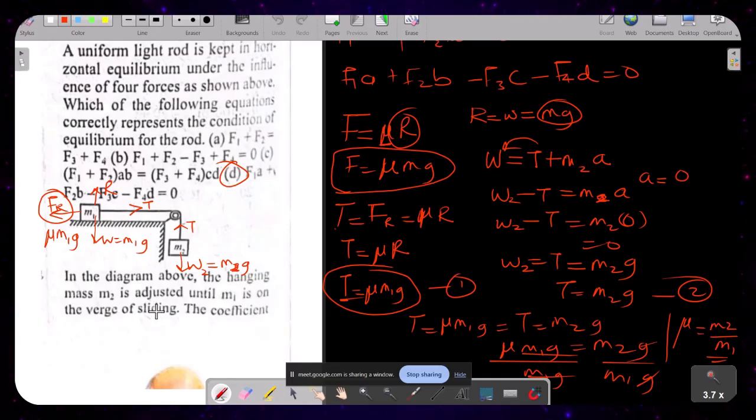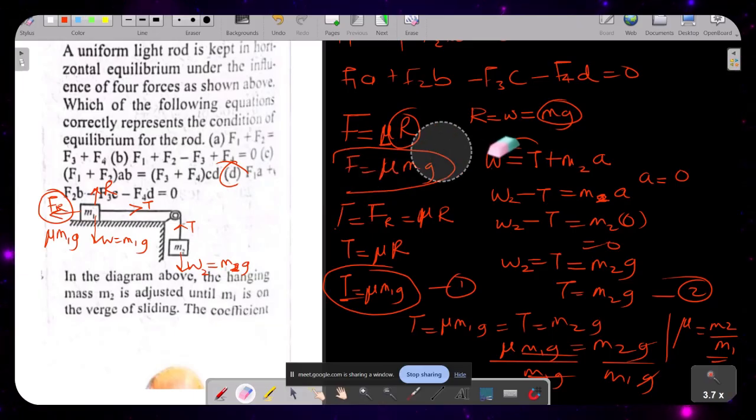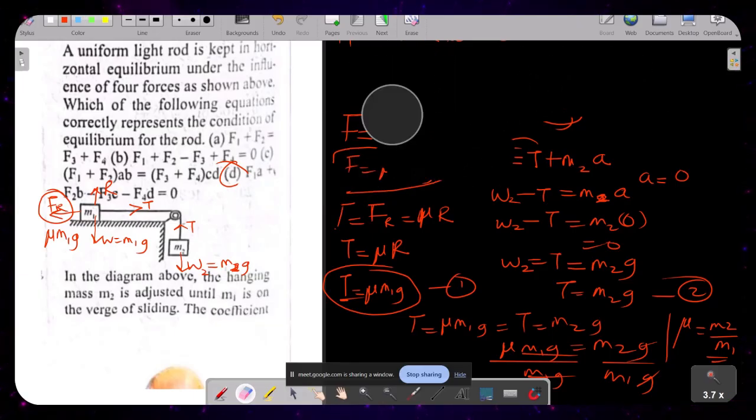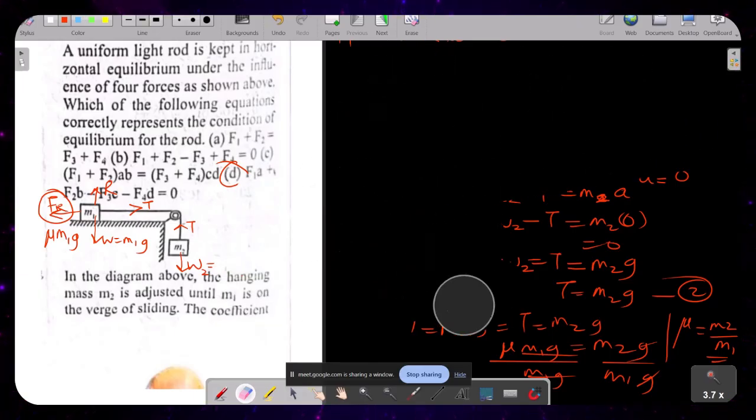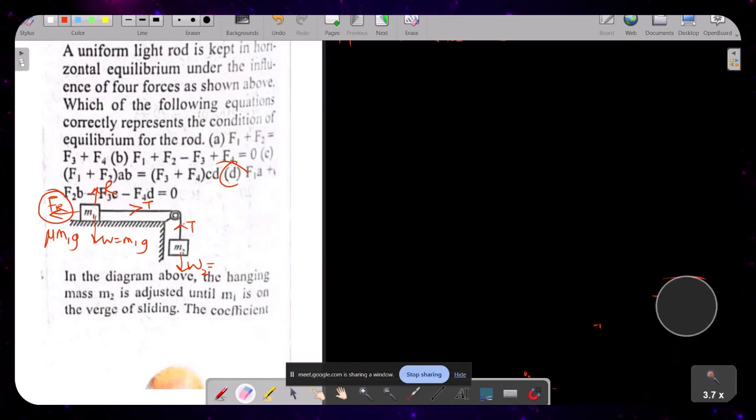So m1 is about to slide, but it's on the verge of sliding. And we are now asked to calculate the coefficient of static friction. What do they mean by coefficient of static friction? Let me clean this up so that we understand what we mean by that.